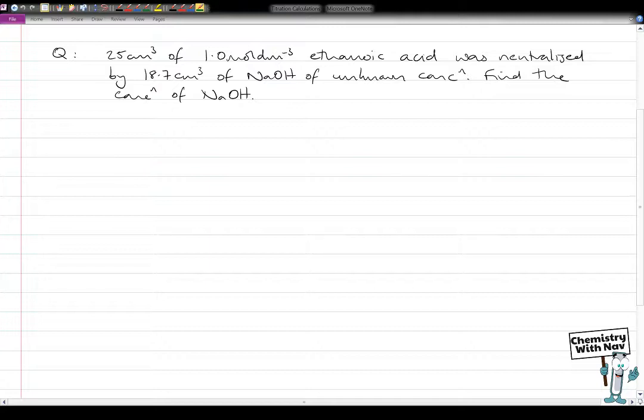The first thing to do to make this easy is to write out a chemical equation for it. Ethanoic acid starts with eth, therefore it's got 2 carbons, so it's going to be CH3COOH, being a carboxylic acid, with sodium hydroxide, and a nice simple 1-to-1 reaction, and that gives us a salt, which is CH3COONa, called sodium ethanoate, and water.